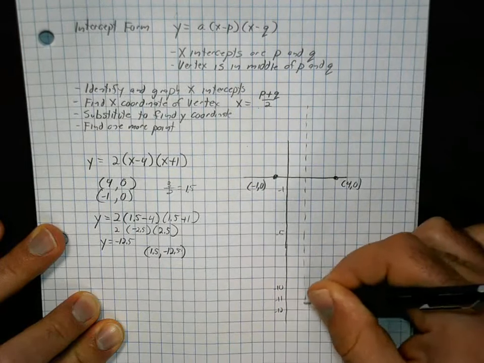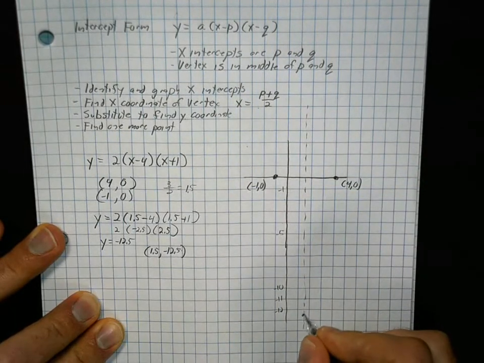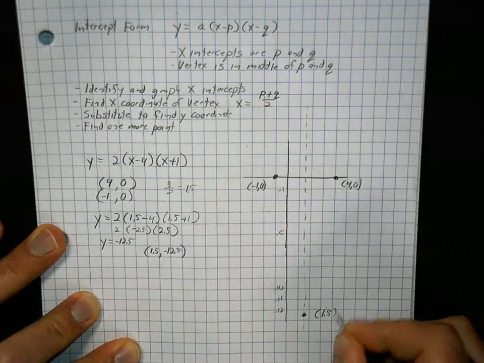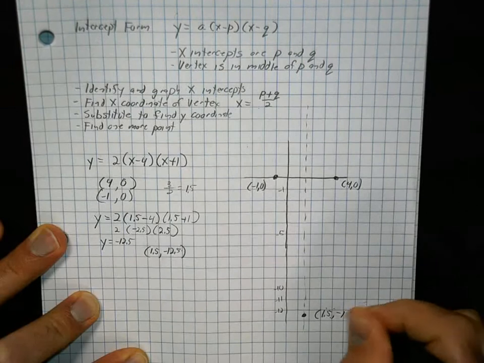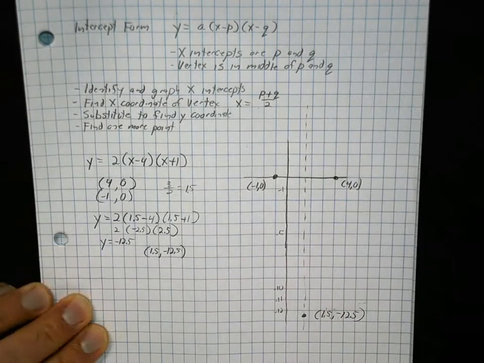It's way down here somewhere. So I could have scaled this by 2s, might have made my life a little easier, but too late now. So that's 1.5, negative 12.5. Okay, so my parabola opens up there.